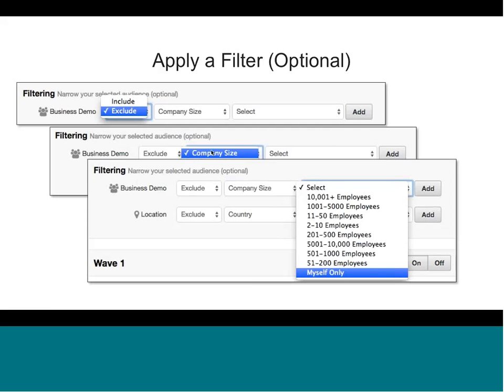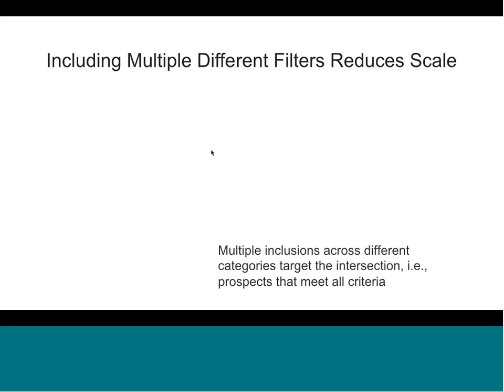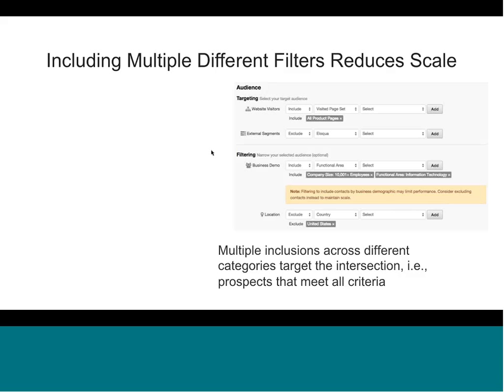So I might start with myself only, and then I click the add button, and then I might go back again and select 2 to 10 if I know that that's also too small. And then again, always click the add button to apply that filter. So filters work the same way for geography, for other business demographics, and you can technically include a whole bunch of different filters. The thing you want to be aware of is that adding a bunch of different filters is going to reduce your scale.